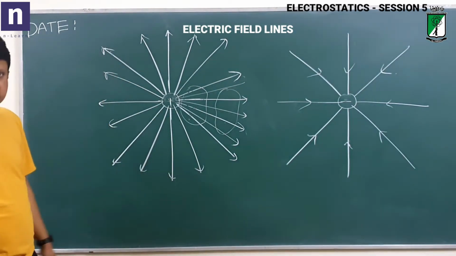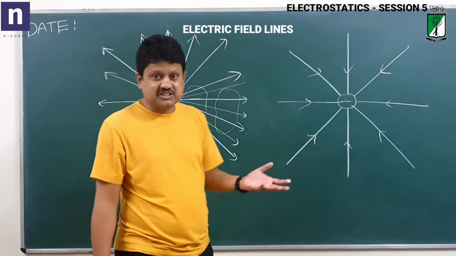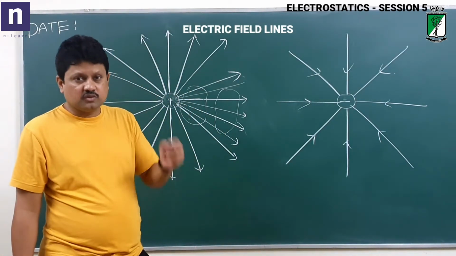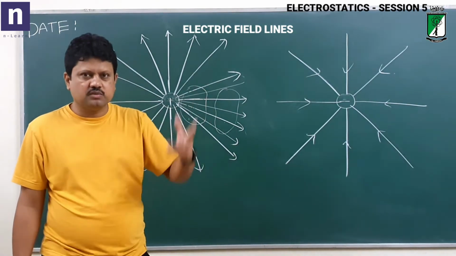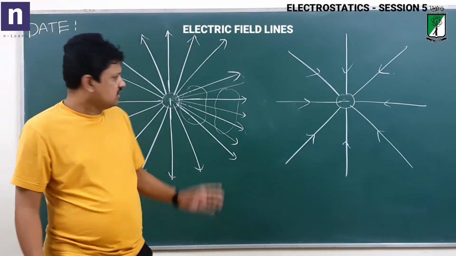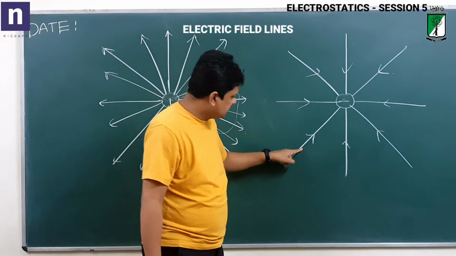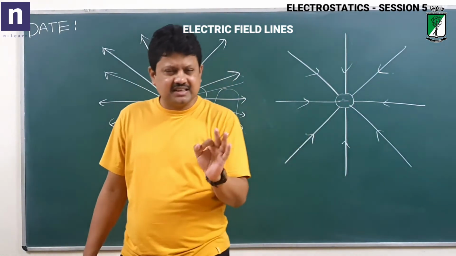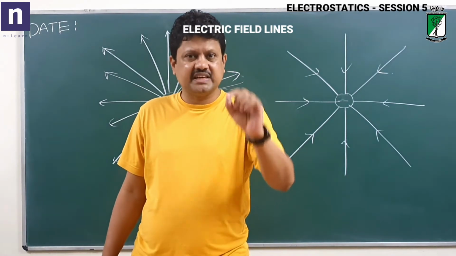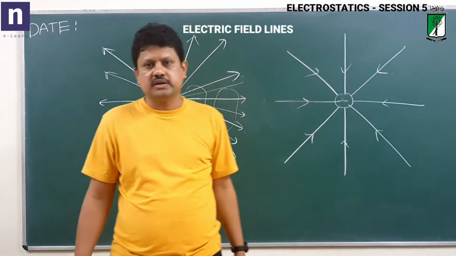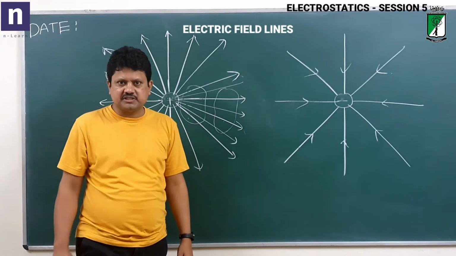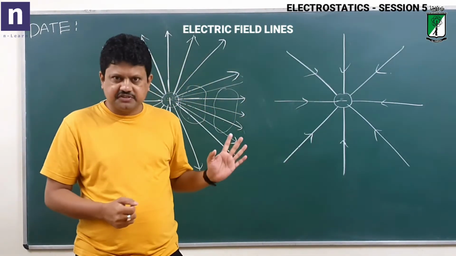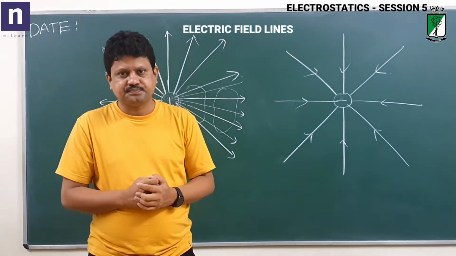So what are electric field lines basically? Electric field lines are imaginary lines drawn in an electric field along which a test charge would move. We can say like that. So if you place a test charge here, it will move in the direction of this field line. So an electric field line is an imaginary line along which a test charge tends to move. Now what do electric field lines represent? Electric field lines can tell you the direction of the field as well as the strength of the field.